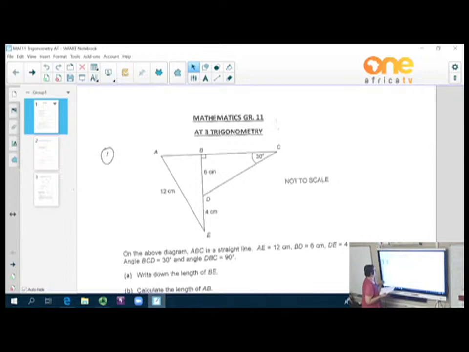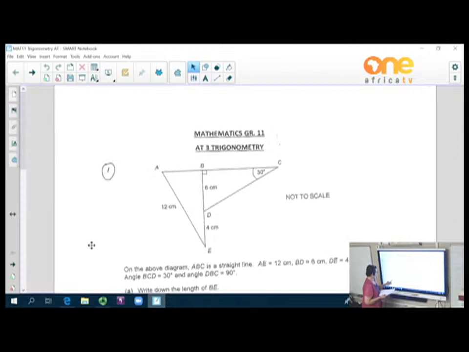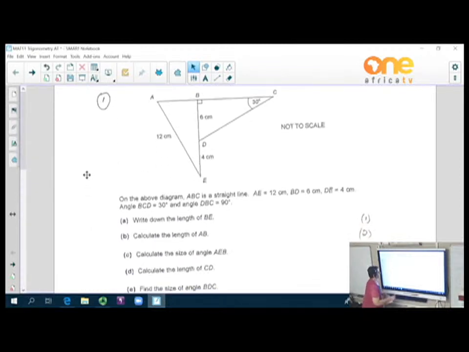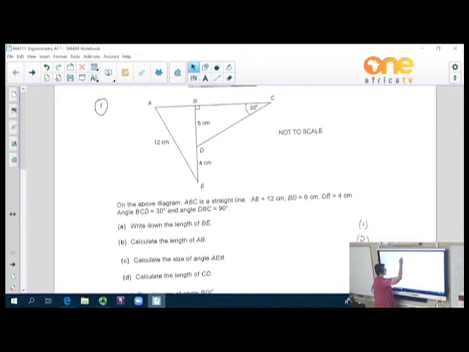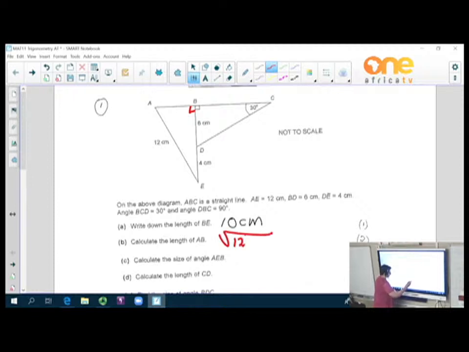Right, question 1. Obviously, this is a right-angled triangle that we have here. Write down the length of BE, extremely easy. This is going to be 10 centimeters. We just add the 2 there. Then calculate the length of AB. This is now a right-angled triangle, and for the third side, we always use Pythagoras. So that will be 12 squared minus 10 squared, which is equal to 6.63. Look at the rounding. We said right from the beginning last year, we round off to 3 significant figures. If it's less, you're going to lose the mark. It must be 3 significant figures.